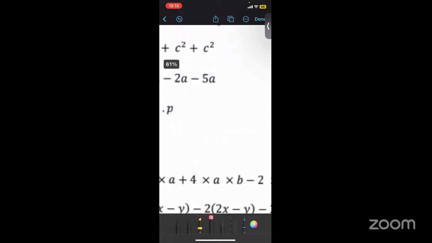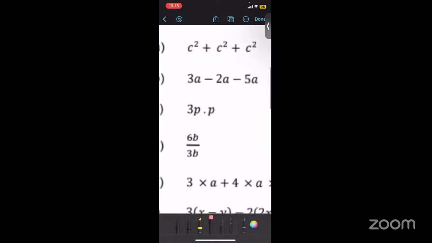Okay, so it's going to be 3A, which is what? 3 minus 2 minus 5, which is minus 4. Is it minus 4? Then your answer is going to be minus 4A. I think it's minus 4 because 3 minus 2 is 1. 1 minus 5 is minus 4. Yes, absolutely. Do we have any question?